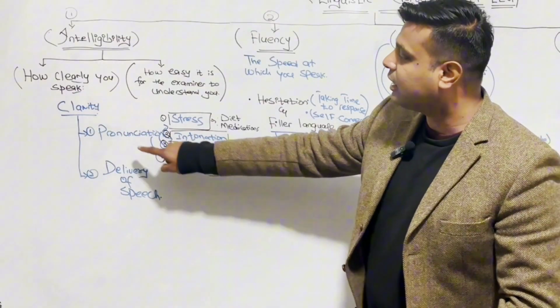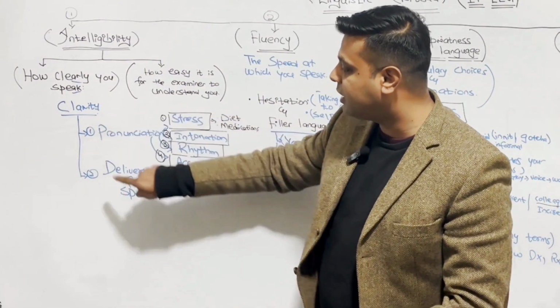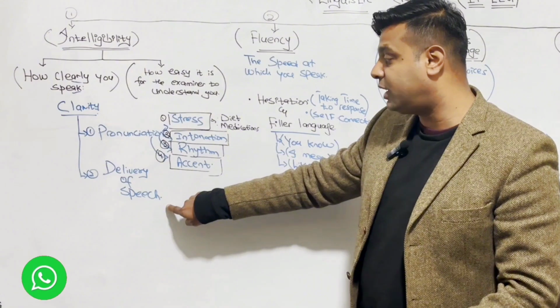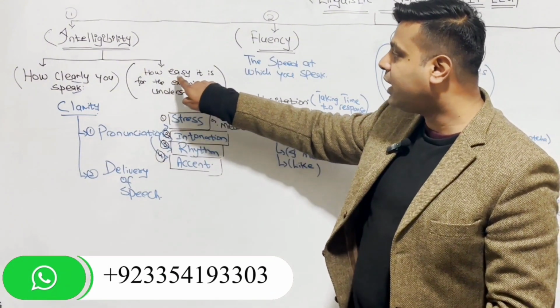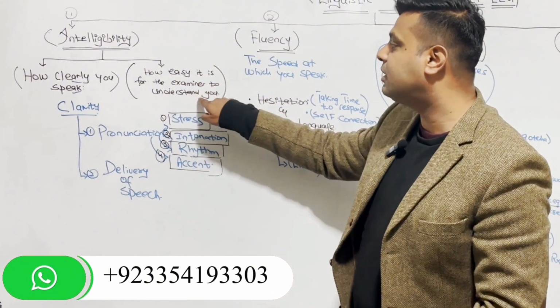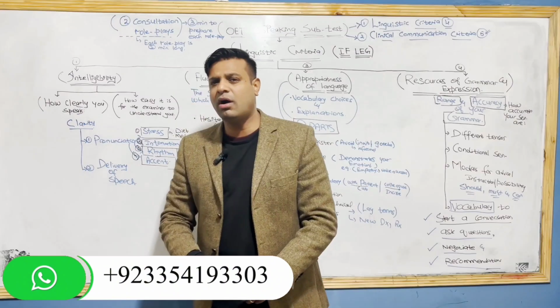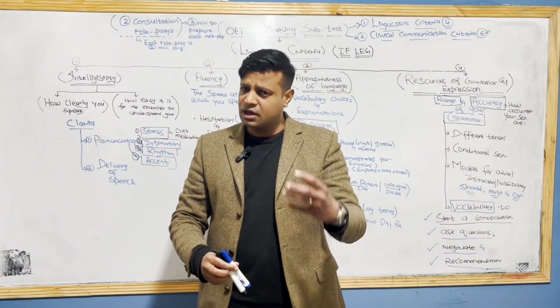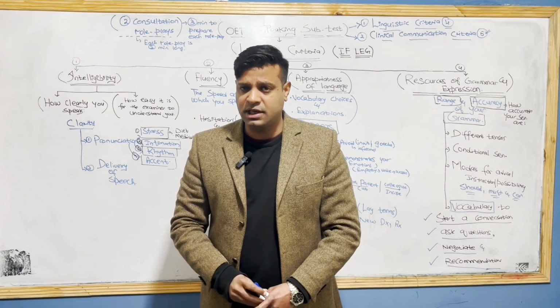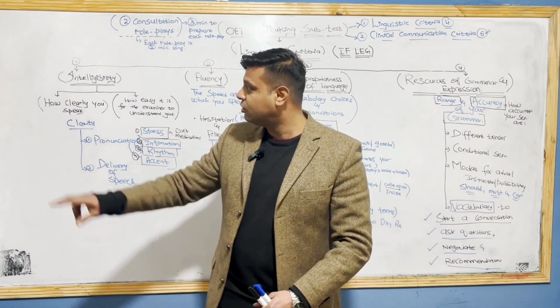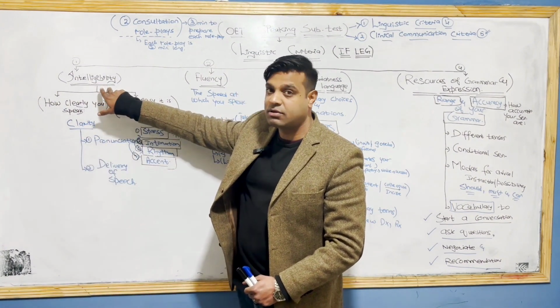The second thing in the domain of clarity is the delivery of your speech. It means how easy it is for the examiner to understand you. If you are easy for the examiner to understand, then you are fulfilling the intelligibility criteria.